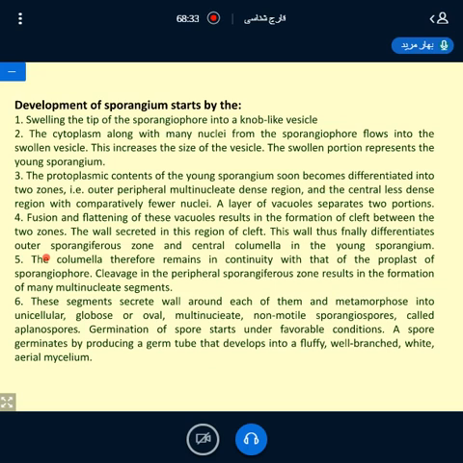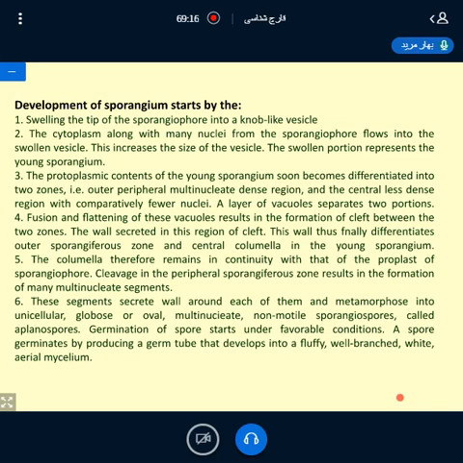The protoplasmic content of the young sporangium soon becomes differentiated into two zones: an outer peripheral multinucleate dense region and a central less dense region with comparatively fewer nuclei. A layer of vacuoles separates the two portions. Fusion and flattening of these vacuoles result in the formation of a cleft between the two zones. The wall is secreted in this region of the cleft.